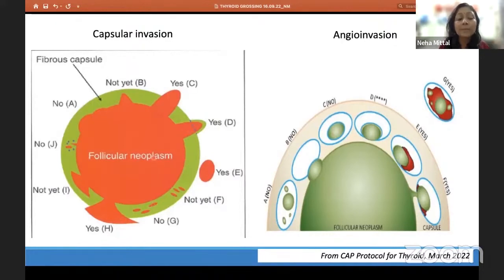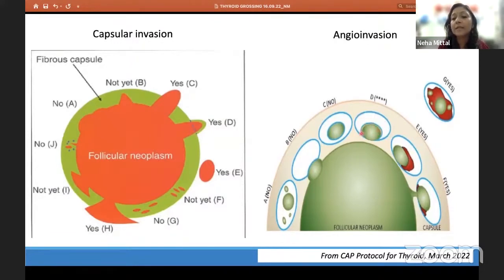But at the same time, please refrain from calling any such lesion with B, I, or G-like pattern as NIFT-P. Go ahead, sample more, take deeper sections, but do not upfront call something which shows B, I, or G-like areas as NIFT-P. It is unlikely to be NIFT-P. NIFT-P should not even show this much. So be very careful about what to call as capsular invasion, and of course, on the other hand, also what to call as NIFT-P.